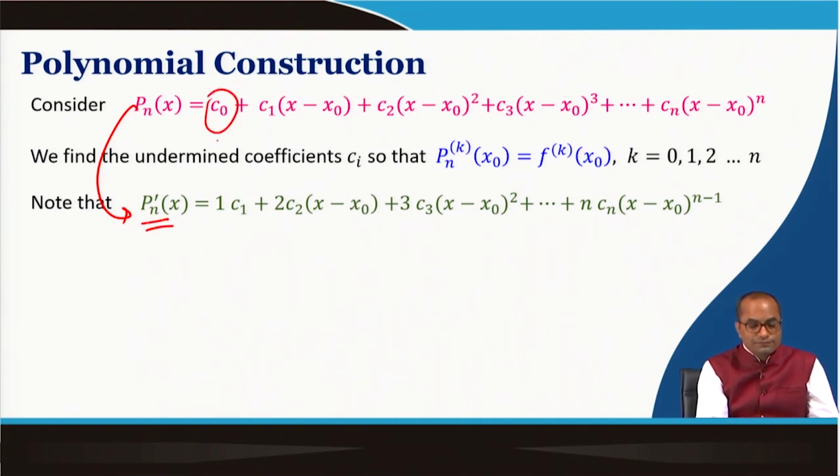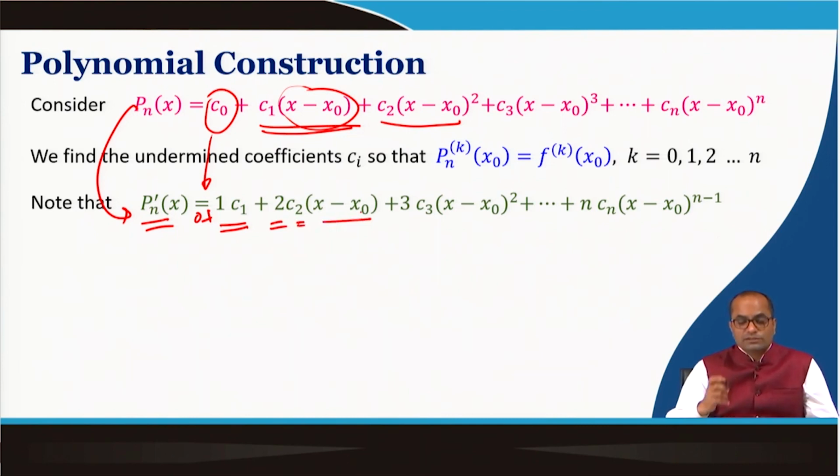So the constant will give 0 there, and from the second term we will get 1 into c1, because the derivative of x minus x naught will be just 1, and from the third term we will get 2 times c2 and then x minus x naught. From the next term we will get 3 into c3 x minus x naught squared, and we will continue for the other terms as well.